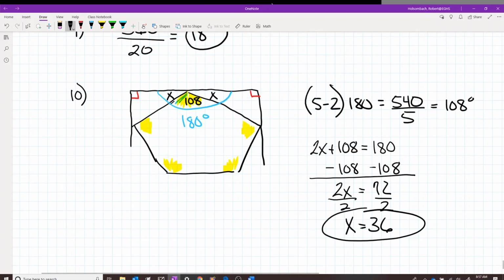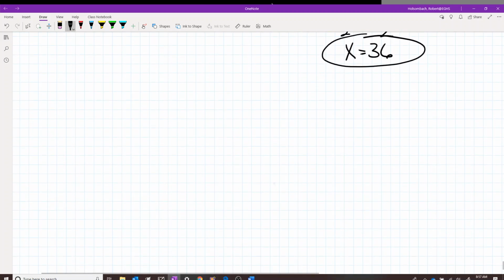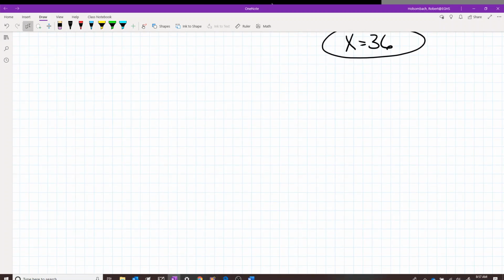Alright, then 11 through 16, those are all going to be simplifying radicals, which we did right before the break. So number 11, square root of 98.